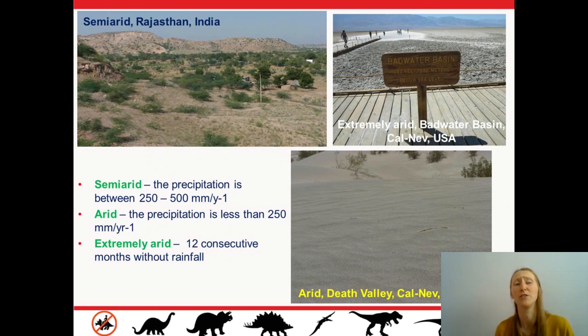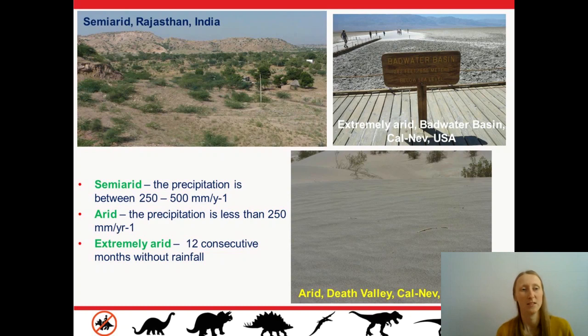And the images on the screen just give us examples of the different deserts that we have. So there's a semi-arid Thar desert in Rajasthan, India. You've got the arid, so Death Valley, California, Nevada desert. And then for extremely arid, we've got Badwater Basin, California, Nevada in the USA. And you can see on the images the differences in the geomorphology of them.